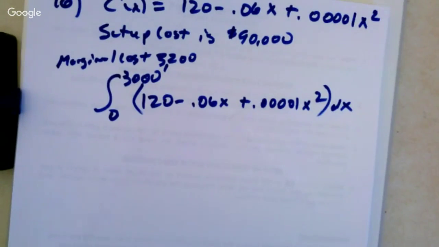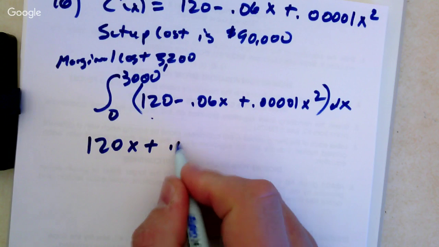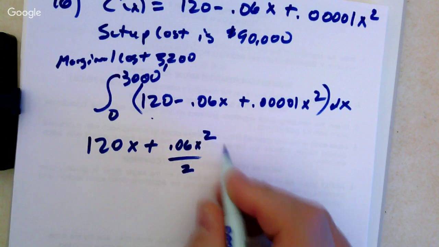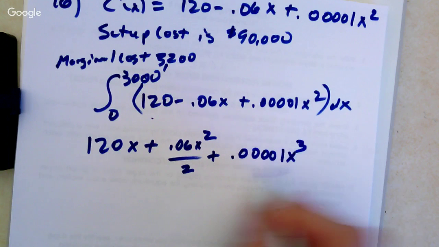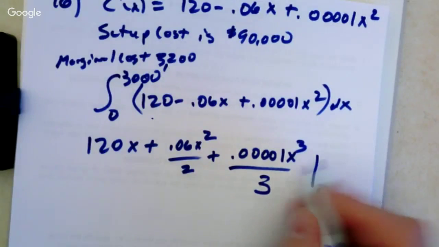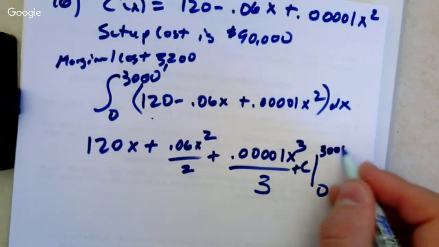The first part is they want us to find the total cost to make the first 3,000. Then they want us to find the marginal cost for the next 200. The nice part is these are usually polynomial functions, so the integral is pretty easy. We take the integral: 120x plus 0.06x squared over 2 plus 0.00001x cubed over 3, plus c, from 0 to 3,000.